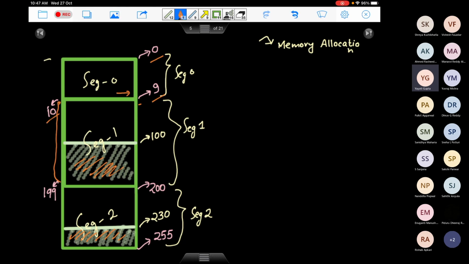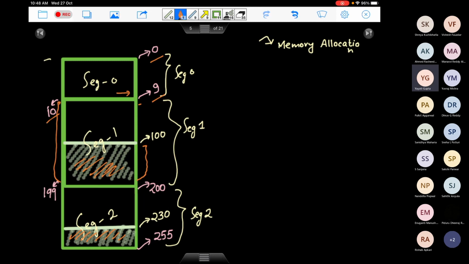Segment 1 goes from 10 to 199, but the locations from 100 to 199 it is not using. Segment 2 goes from 200 to 255, but again the locations from 230 to 255 it is not using. Right. Okay. So how can we now allocate memory for this?